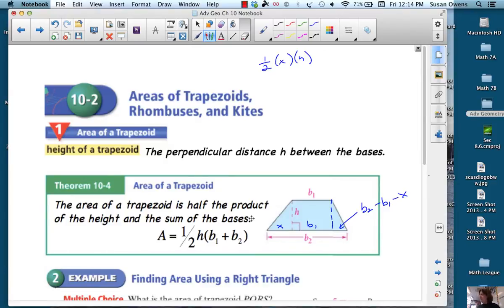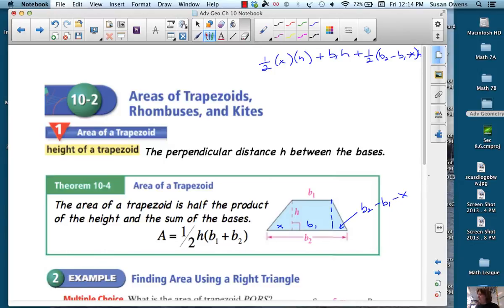Okay, and then the second part is the rectangle, so it's just going to be b1 times h. And then we also have the other triangle. Now, it's not isosceles, otherwise I could have made those triangles congruent, but this works for any trapezoid. So what I have is 1/2 the height and the bases added together. So I've got b2 minus b1 minus x times h.